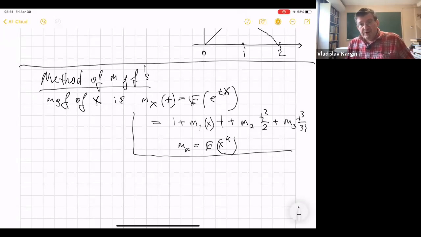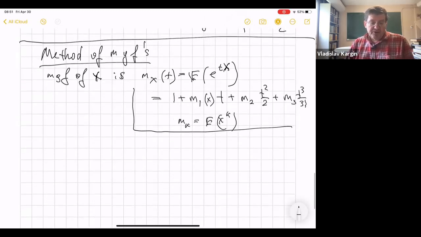If you have a specific distribution of a random variable and compute its MGF, you'll get some function that is specific to this distribution and nowhere else. So if you know the MGF, then essentially you know the distribution of this random variable. Now the method of MGF is based on the fact that you can easily calculate the MGF of the sum. So we have a theorem.